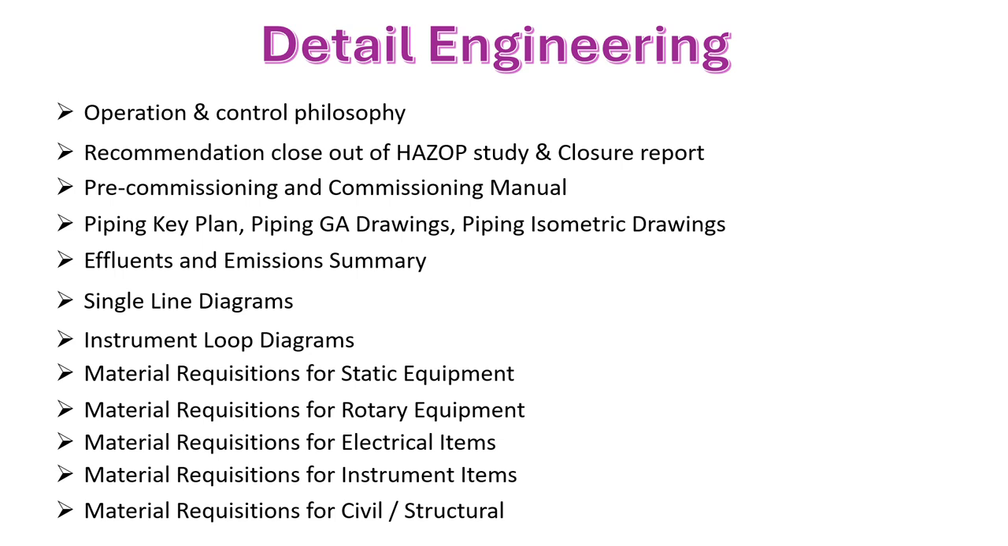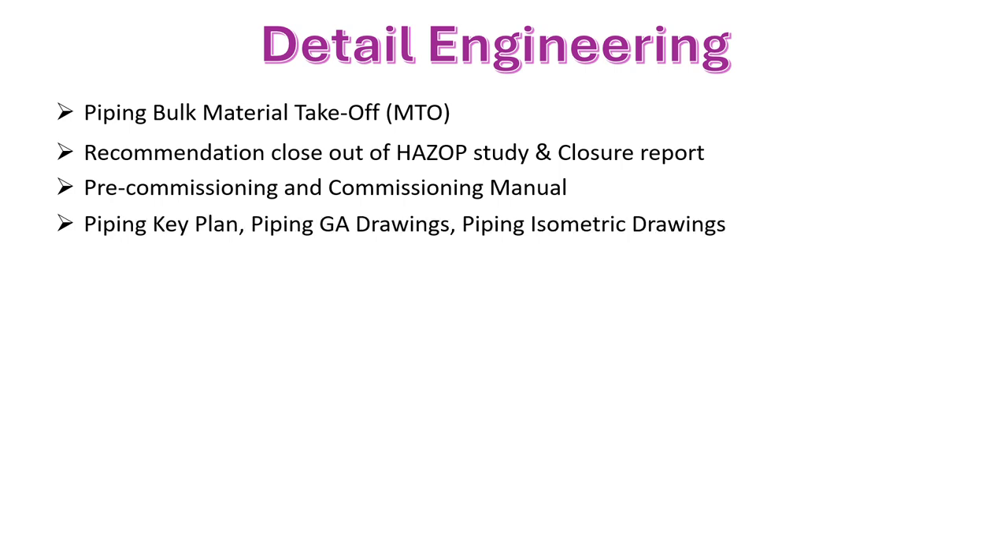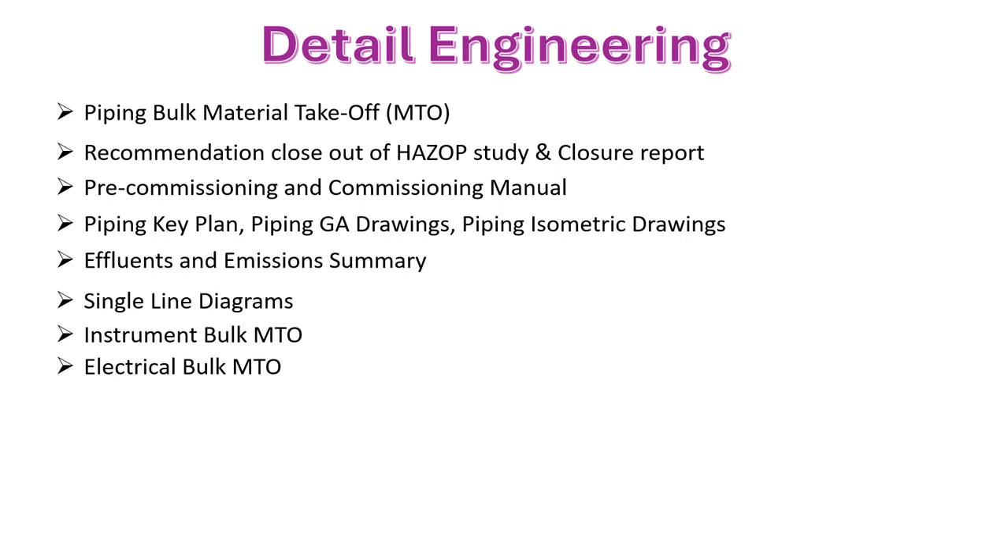That is the earlier startup of the actual execution parts, like what civil material or structural material is required. Okay. So in continuation to that, we have to take the MTO material for the procurements. Then recommendation closeout reports need to be prepared for the HAZOP closure. Then pre-commissioning and commissioning manual review and approval. Then piping key plan, piping GA, piping isometric drawings. Okay, that needs to be taken care of.